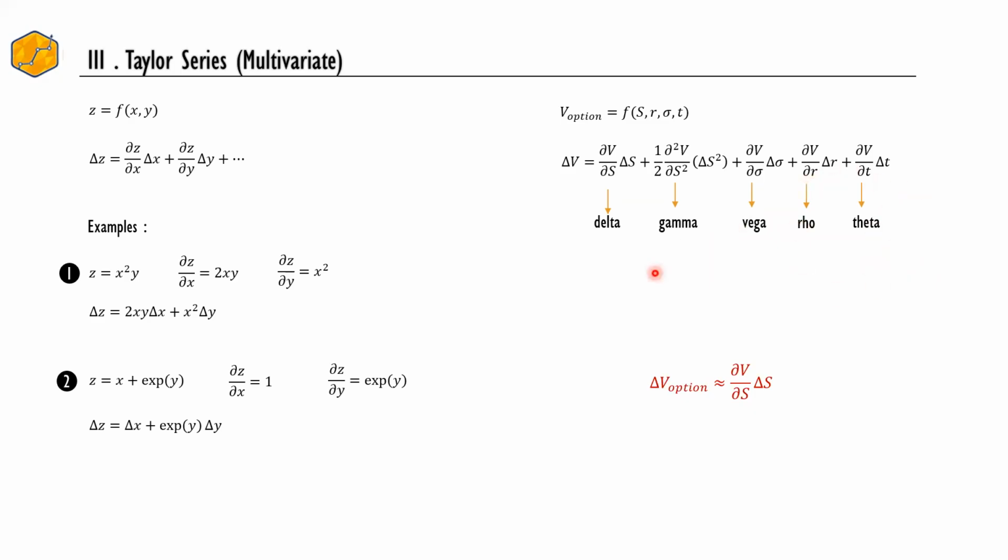But these are there. Typically, rho and theta are not that predominant. Vega is very important. And gamma is also important. In regulatory risk capital calculation, they treat delta, gamma, and vega. For our use case, we'll only consider the delta portion of it. So this is my approximation of change in value of the function, given the change in the underlier, delta S. This is all we need to know.